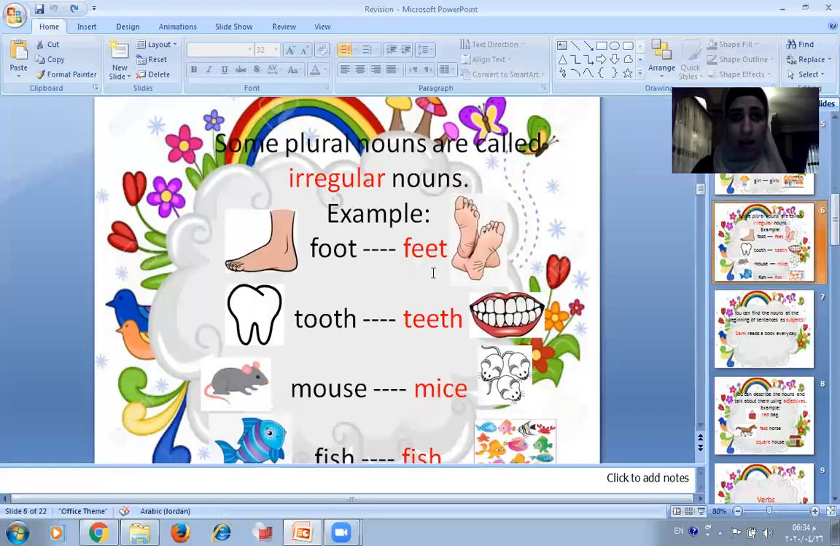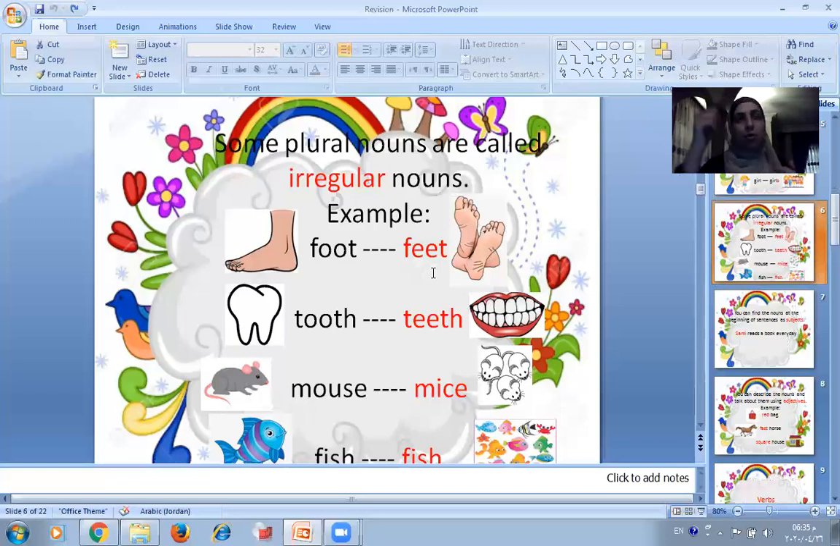But some nouns are called irregular nouns. Why are they crazy and irregular? Because they don't accept the S. They don't let the S make them plural. They have their own plurals. You should know them and memorize them and study them.